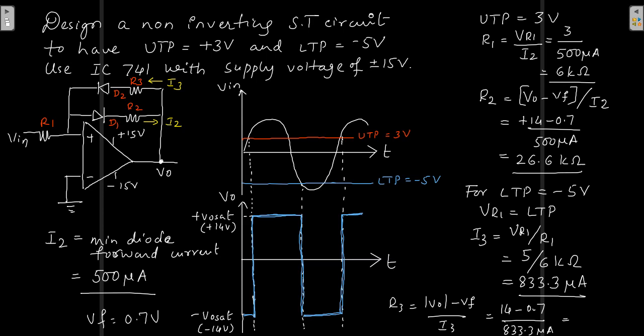R3 is V naught minus VF divided by I3. Can somebody tell me the value of R3 now? 15.9 kilo ohm. So R3 is 15.9 kilo ohm. Now because of this, your I3 will be different, and since the UTP and LTP are different, obviously they are obtained from I2 and I3. So this is how you have to solve this particular problem. I hope everyone has understood this. Yes? Yes, sir.